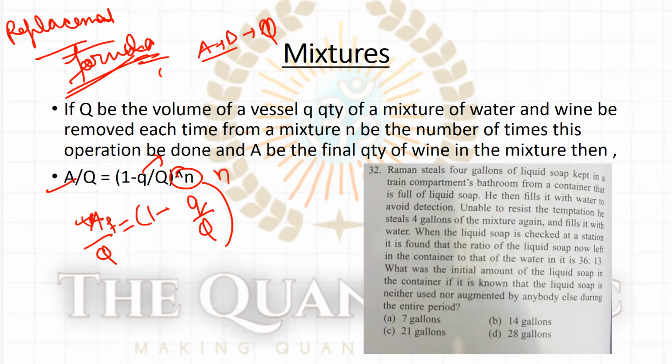Like if we come to this question: Raman steals 4 gallons of soap kept in a tray compartment in the bathroom. He then fills it with water to avoid detection. Unable to resist the temptation, he steals 4 gallons of the mixture again and again fills it with water. Okay. And when the station is checked, he found the ratio was this. So you can see that he did this once, but first he did here, then again unable to resist his temptation, he did it again. So basically twice he did this process.